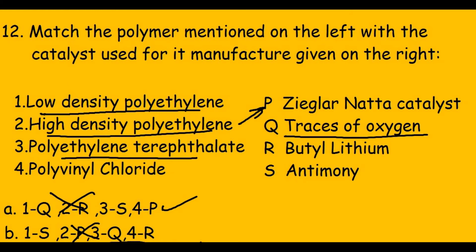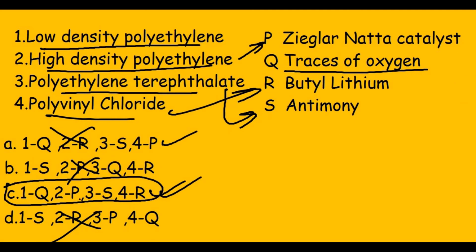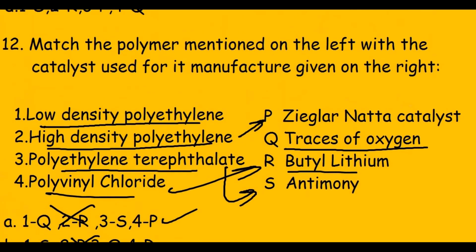Polyethylene terephthalate requires antimony catalyst, and polyvinyl chloride butyl lithium. So it goes with the option: polyethylene terephthalate 3 will be S, that is antimony, and polyvinyl chloride will be butyl lithium catalyst.